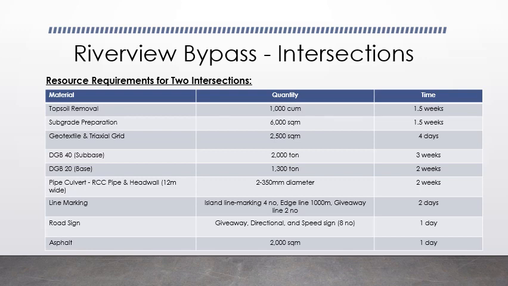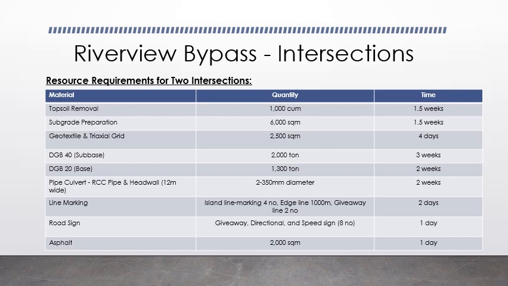Resource requirement for two intersections. We have topsoil removal, 1,000 cubic meters, and we'll need 1.5 weeks for this. We have subgrade preparation, 6,000 square meters, and it will take 1.5 weeks as well. We have geotextile and triaxial grids, 2,500 square meters, which will take 4 days. And for the subbase, we have DGB 40. The quantity is 2,000 tons. It will take 3 weeks.